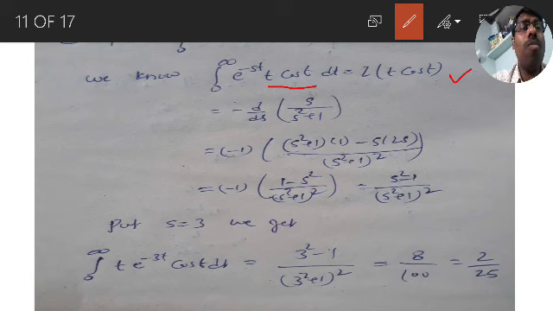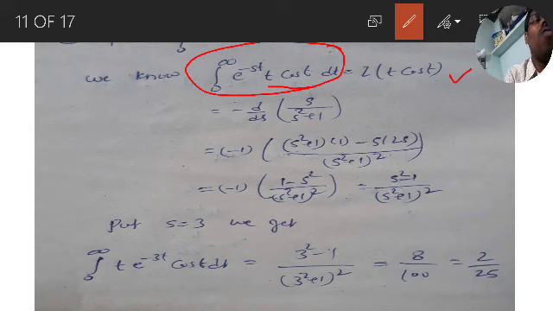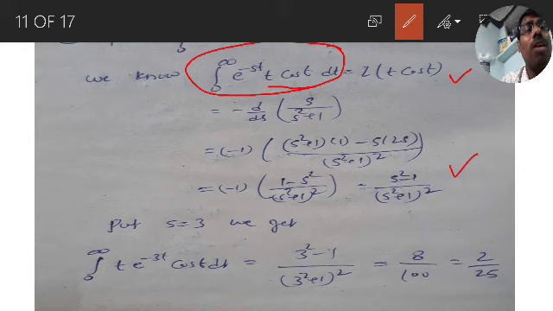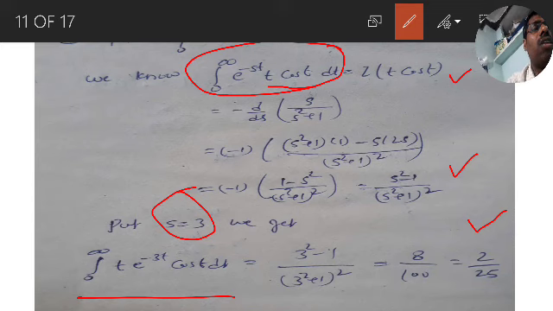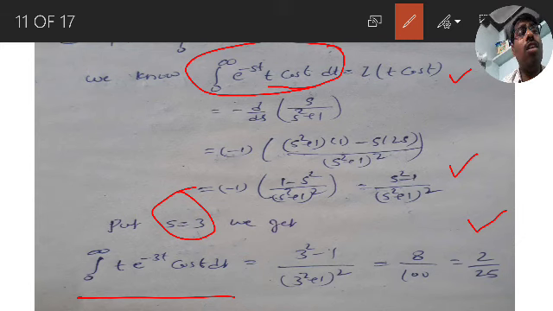Using the derivative, the u by v method, you get this value: s square minus 1 by s square plus 1 whole square. To obtain this integral, put s is equal to 3 on both sides. You get the answer, with s equal to 3, as 2 by 25. Are you getting? So these are the problems that previously came for 5 marks.